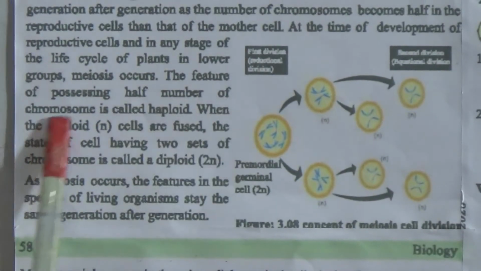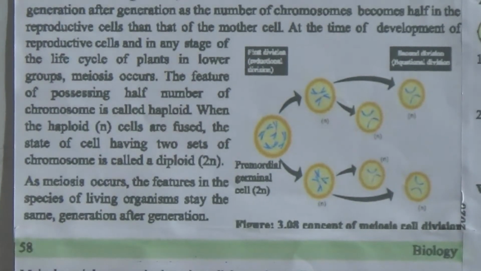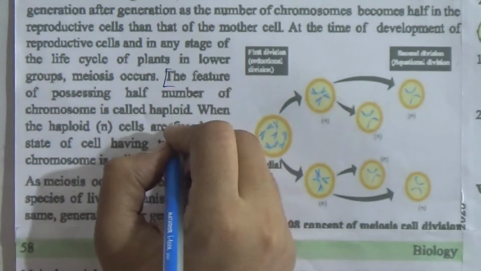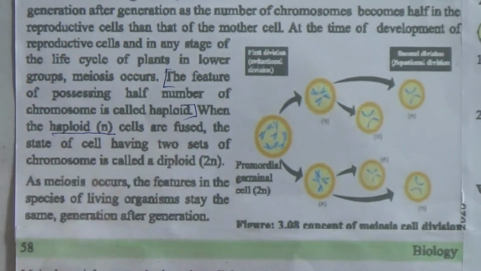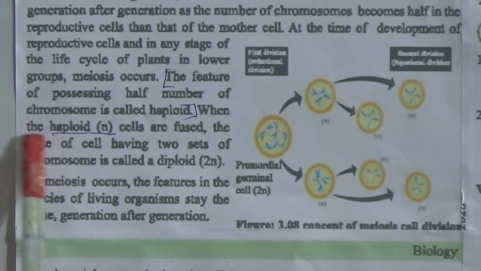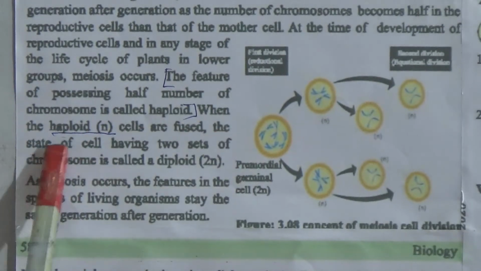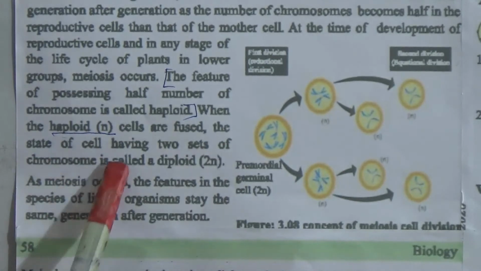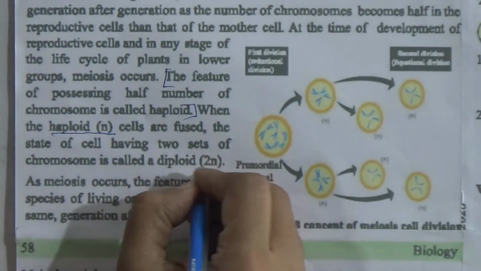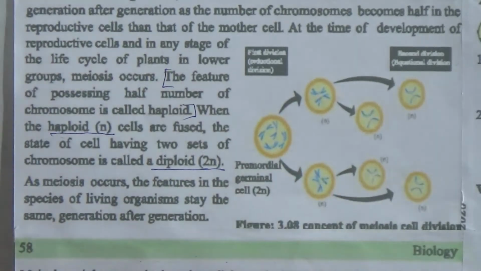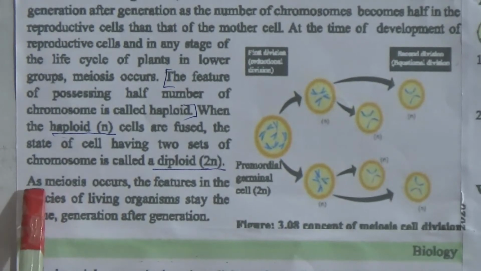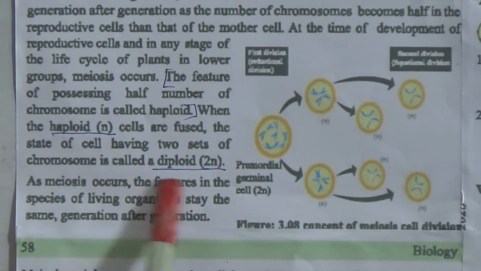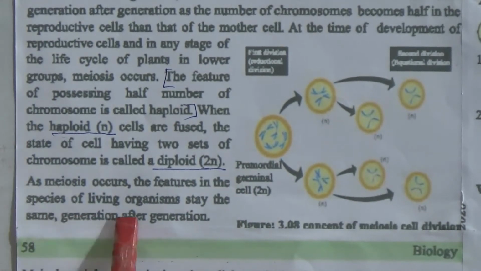The feature of possessing half the number of chromosomes is called haploid. This is the definition of haploid, and it is represented with small n. When the haploid cells are fused, the state of a cell having two sets of chromosomes is called the diploid cell. That means 2n. Diploid is called 2n. It is representative of 2 small n. As meiosis occurs, the features in the species of living organisms stay the same generation after generation.